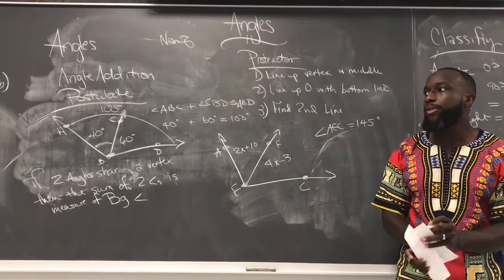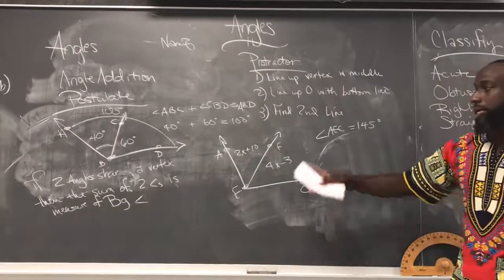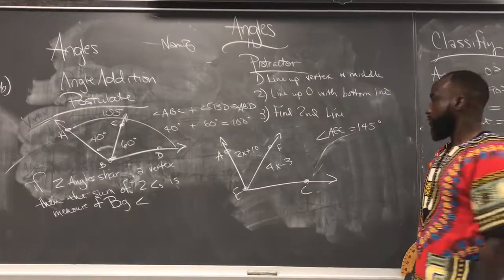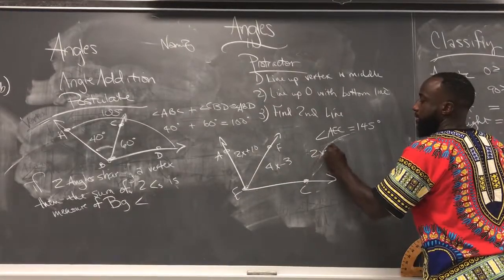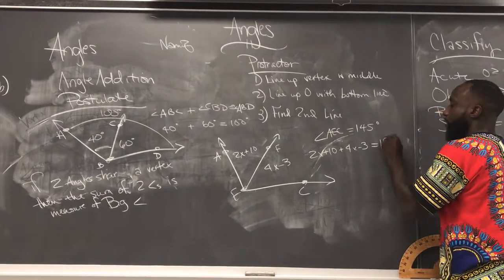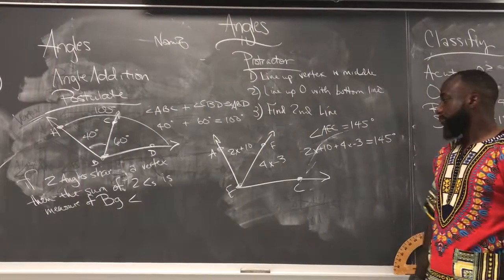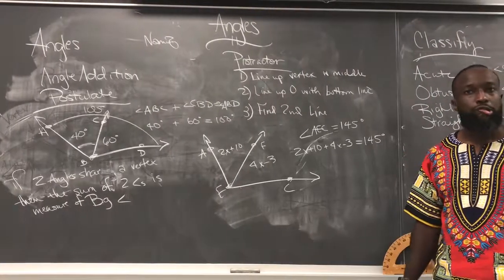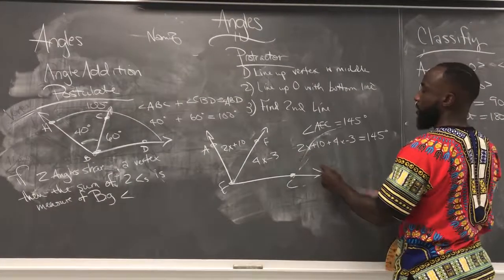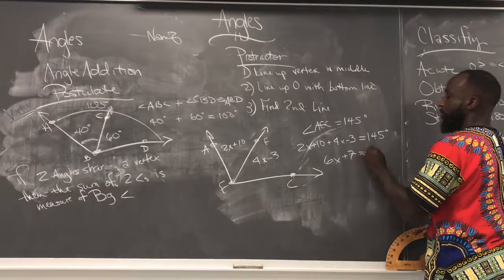Okay? What we would do is set up the angle addition postulate. So we say this angle plus this angle, so that's 2x plus 10 plus 4x minus 3 equals 145. That's much like the problem on our quiz, right? So here, what's the next step? Yeah, combine your like terms. So that's 2 and 4, 6x, 10 minus 3, 7 equals 145.